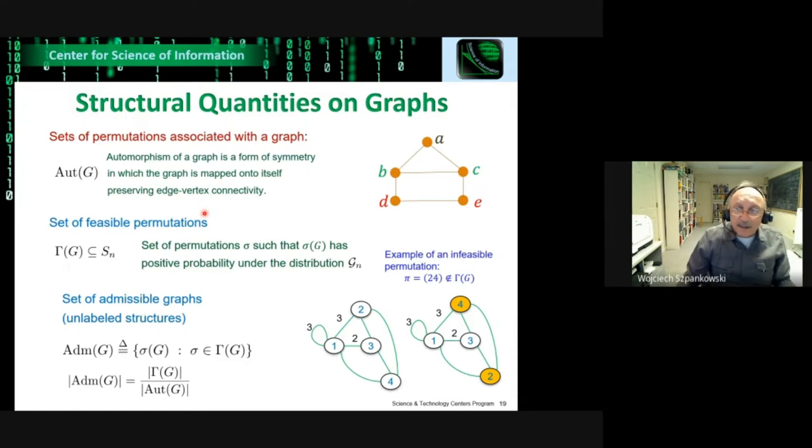Having all of this, what is the number of admissible graphs? It's all permutations that are allowable, and I want to find the distinguishable permutations. So it's the number of allowable permutations divided by the symmetry. This is the number of distinct permutations that give me the same structure. There is one more property here. Every admissible permutation has the same probability of being generated. It's not true, by the way, in some other models.